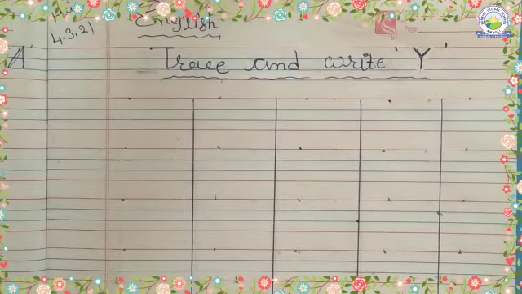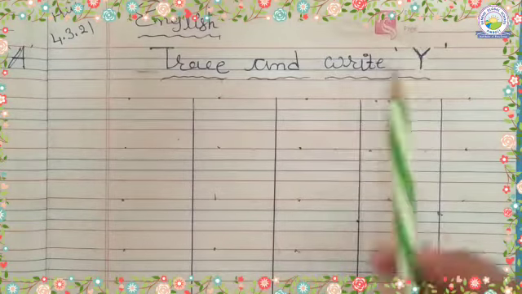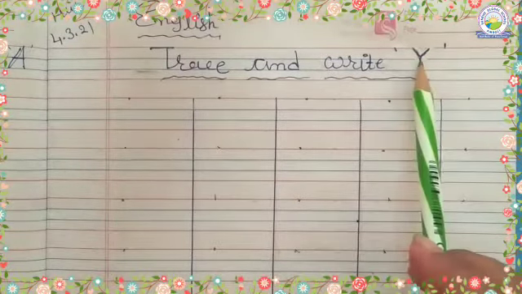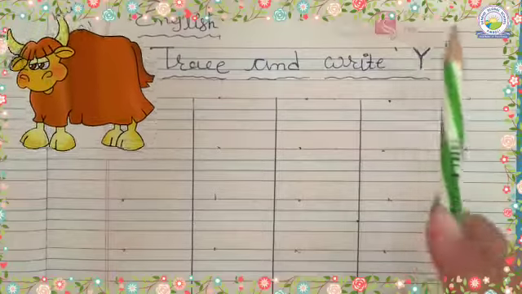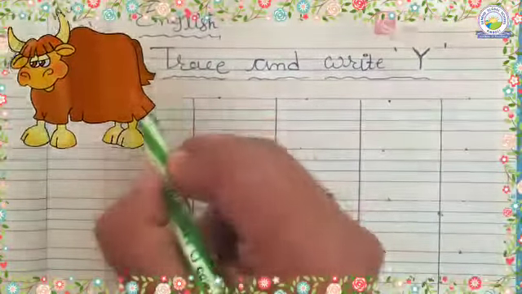Today we are going to learn in English and the topic is dress and write Y. Y is for yak. So we will start it.